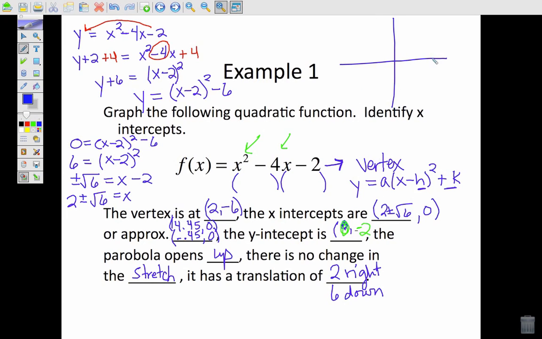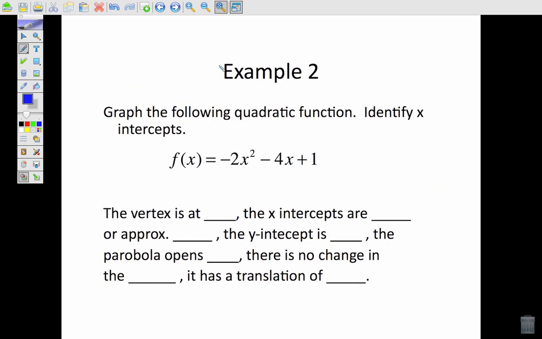All right, let's quickly graph this. So you've got your vertex at (2, -6). We've got x-intercepts at 4.45 and -0.45. I'm just approximating these, and there you have your y-intercept was at -2, so that can help you with sketching your parabola. So there you go. That's putting everything in vertex form and identifying the most important parts.